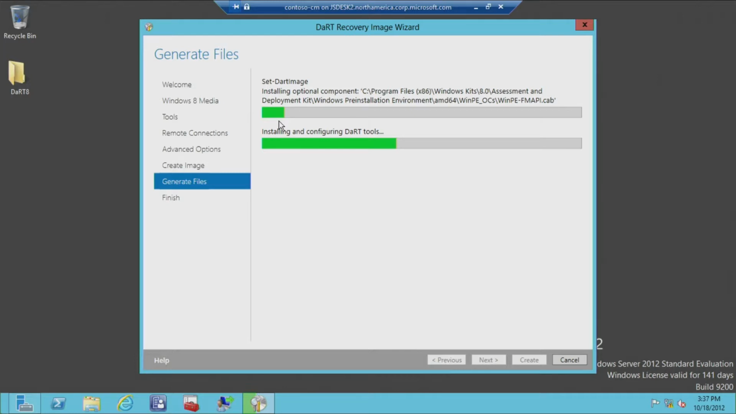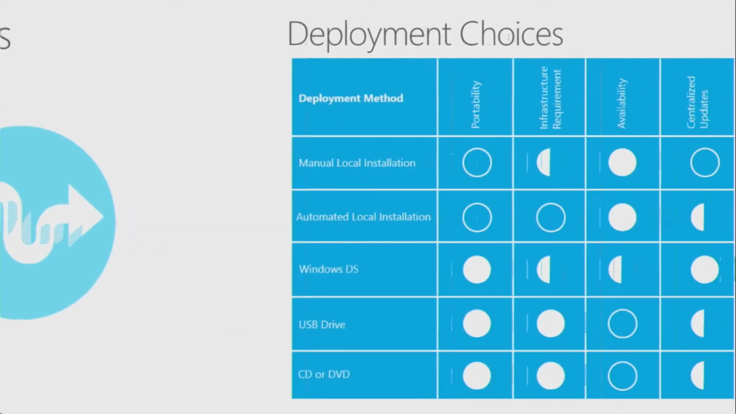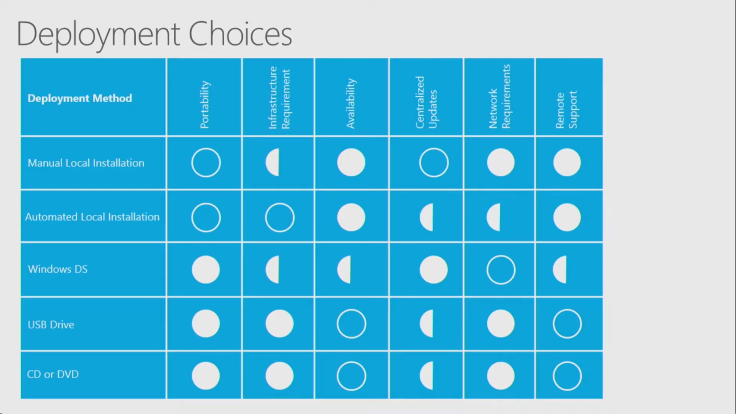Let's jump over to any additional slides that we have. So what we said is you can build that CD or USB and install that manually. We can make that part of an MDT deployment, System Center Configuration Manager with SP1, or we can do it through WDS. We can install all these features. When we look at the deployment choices, we can do a manual or local install. I'll let you take a look at this chart. It really walks through how this is built out. So it's a good time to just let you look at that.